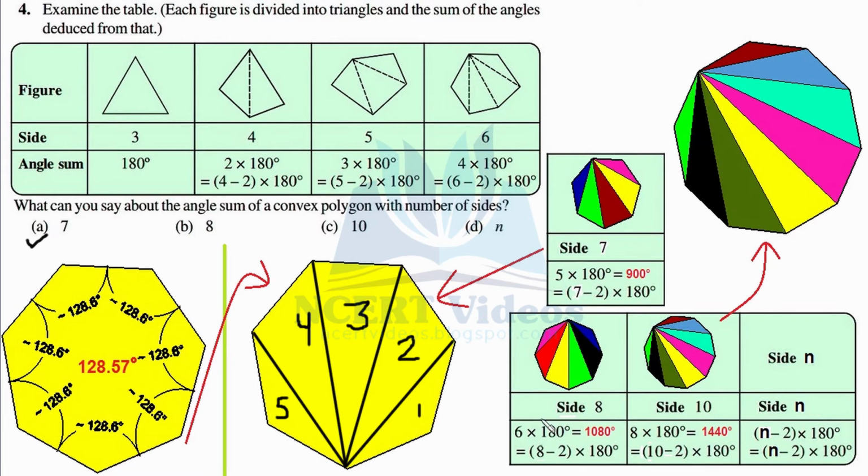Now again, mentally, 8 sixes are 48, 4 is carried, 6 into 1 is 6 plus 4 is 10, 0 as it is. So 1080 degrees. With this, B part is completed.